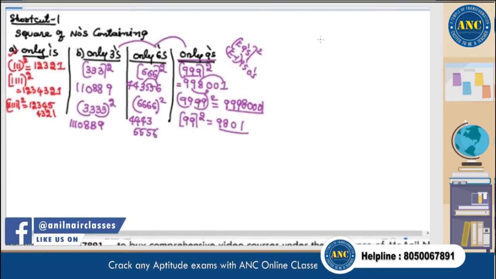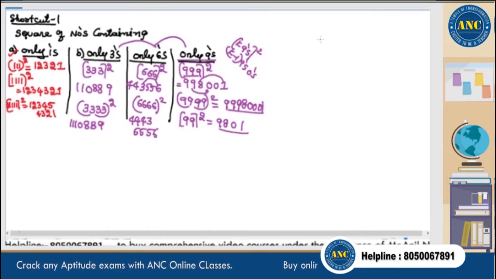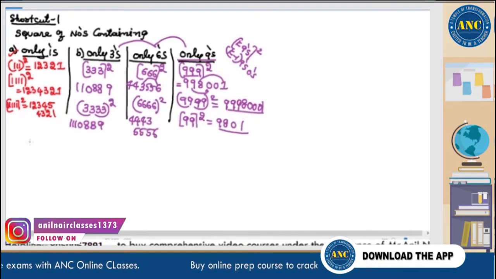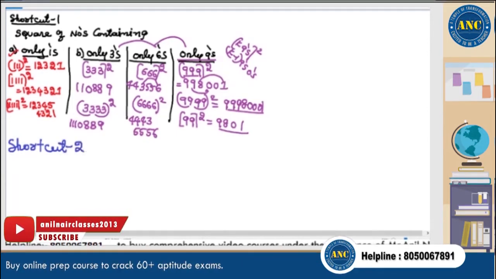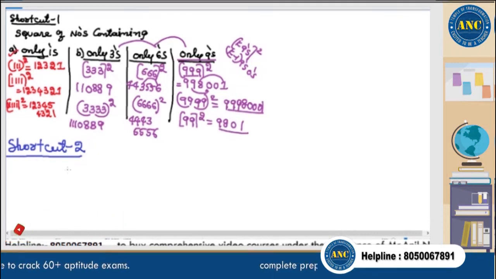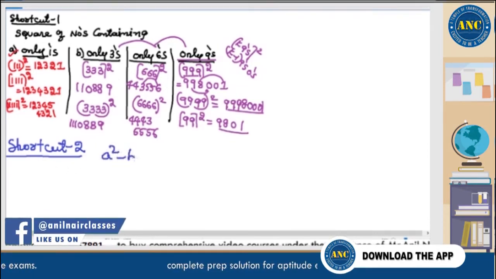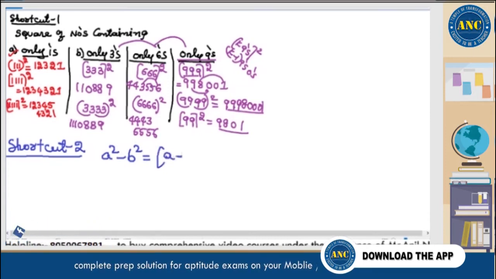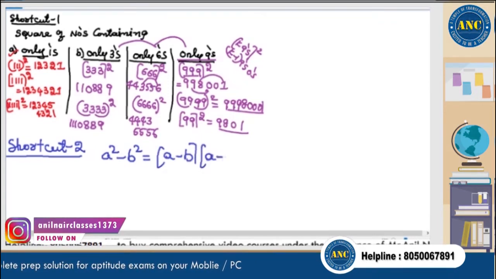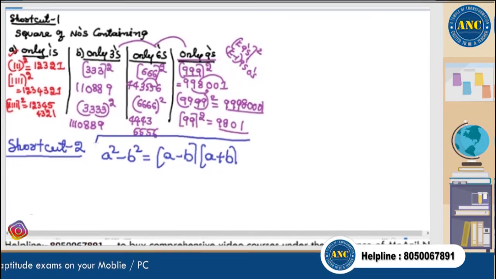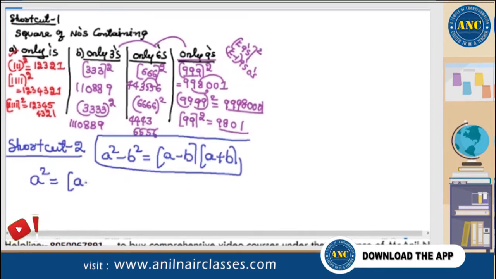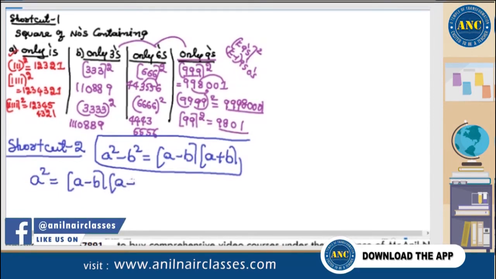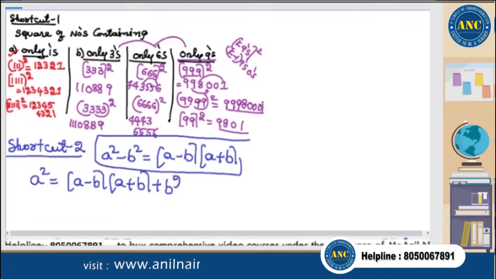Squares of the numbers containing only 1, only 3, only 6 and only 9. Shortcut 2. Please write down. We are using all these shortcuts in this concept. A square minus B square is A minus B into A plus B. Unfortunately, everybody knows this concept, but nobody knows the application of this concept. A minus B into A plus B.